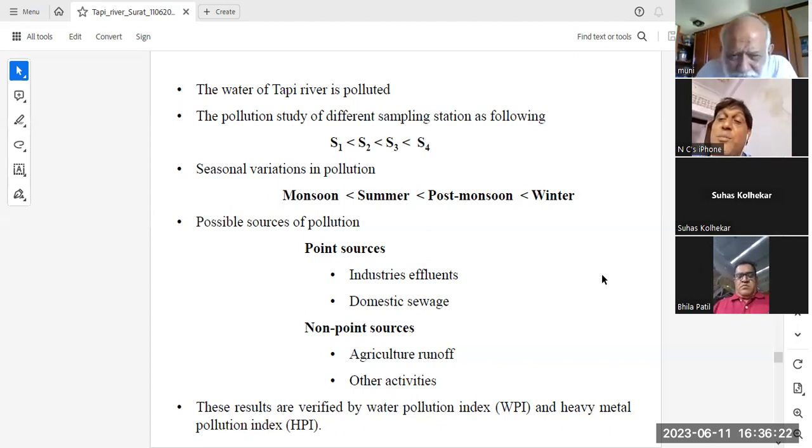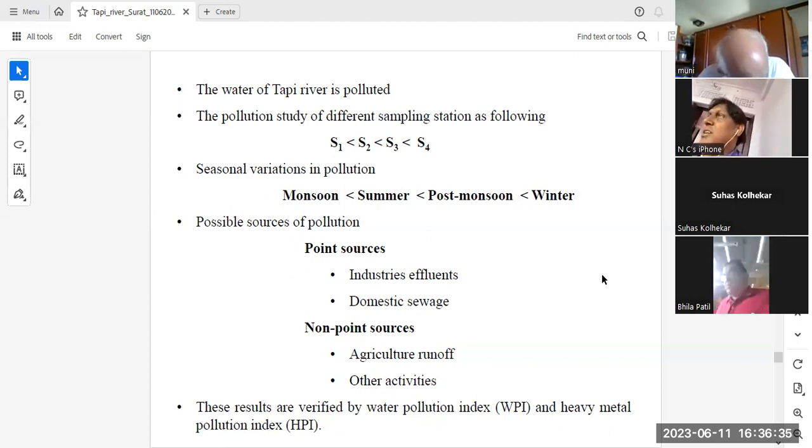The possible sources of pollution in the water body are point sources: industrial effluent and domestic sewage. I have already told you that on the bank of the Tapi, a large number of cities and industrial developments are there. That is why this industrial and domestic waste is added to the river.